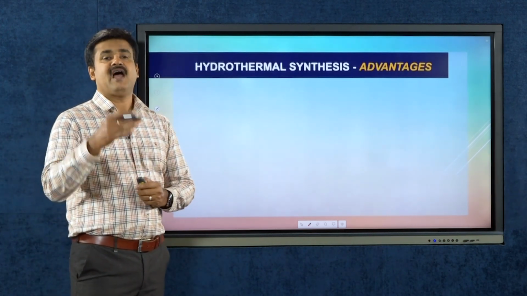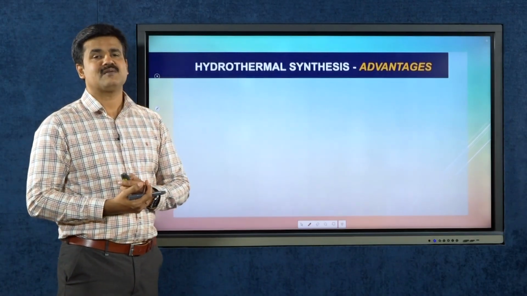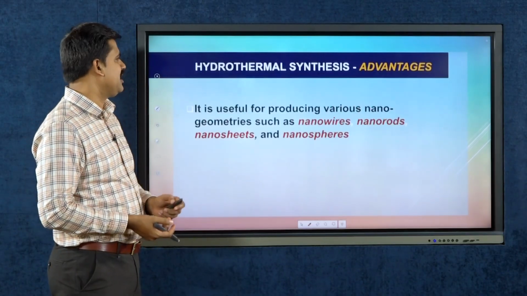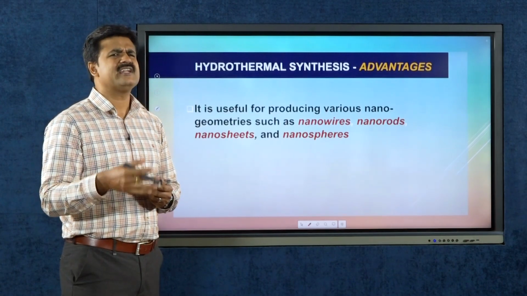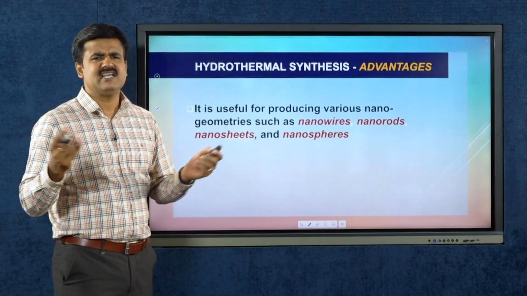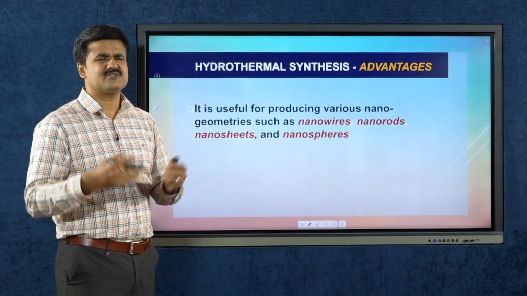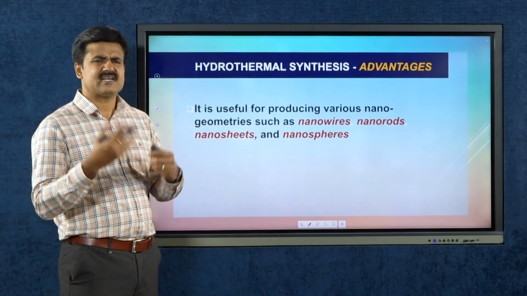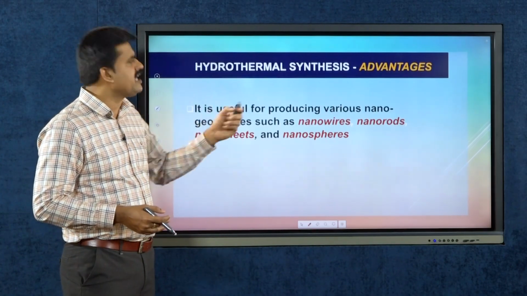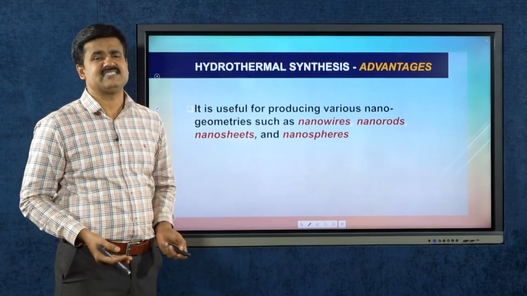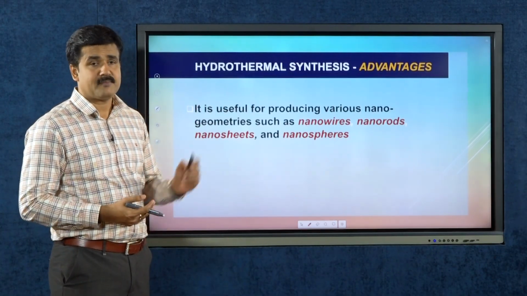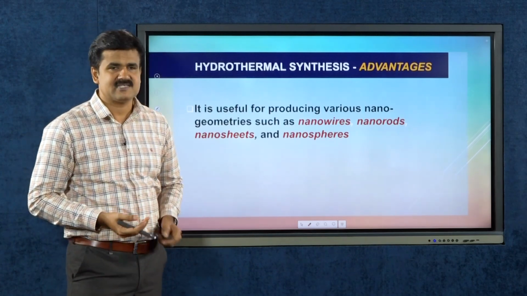What are the advantages of hydrothermal synthesis? These are some advantages. It is useful for producing various nanogeometries. That is, the obtained nanoparticles may have different geometries. It may be nanowire, nanorod, nanosheet, nanosphere, spherical nanoparticles, etc. So every kind of nanoparticle. So nanoparticles with different morphology can be prepared by using hydrothermal synthesis.